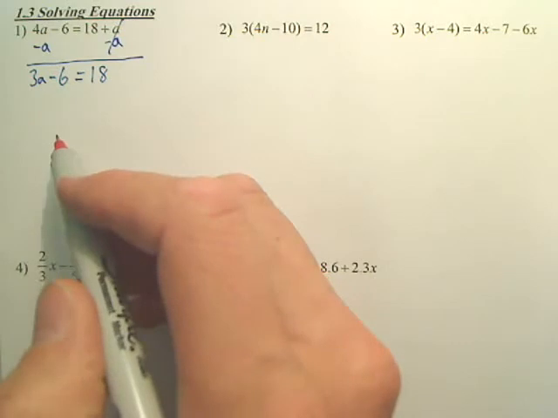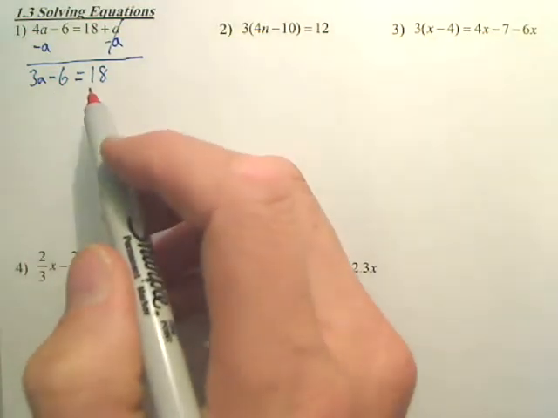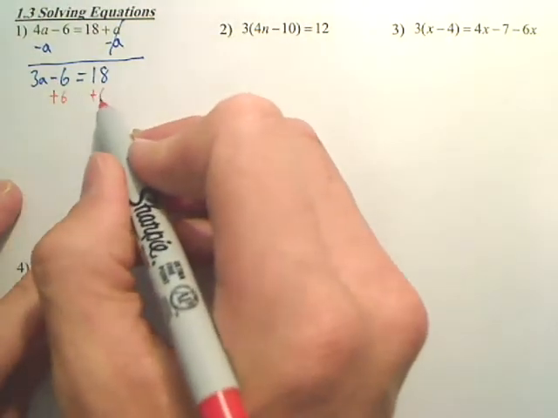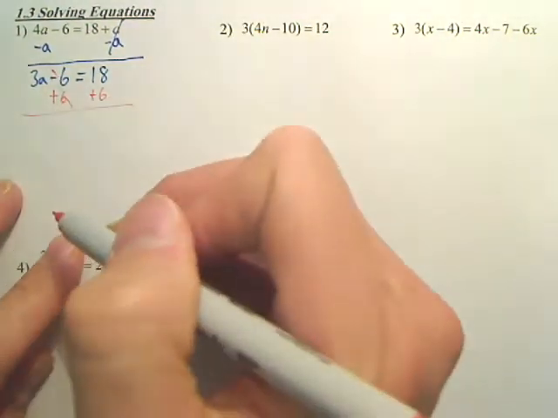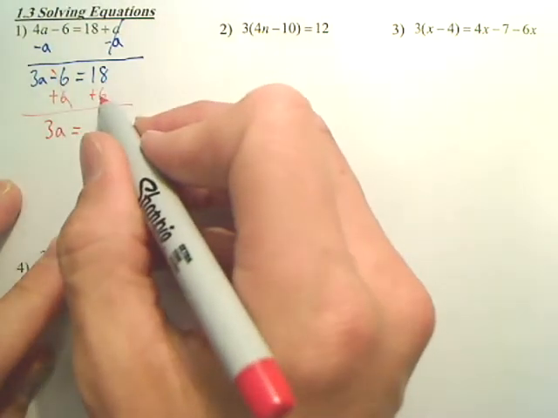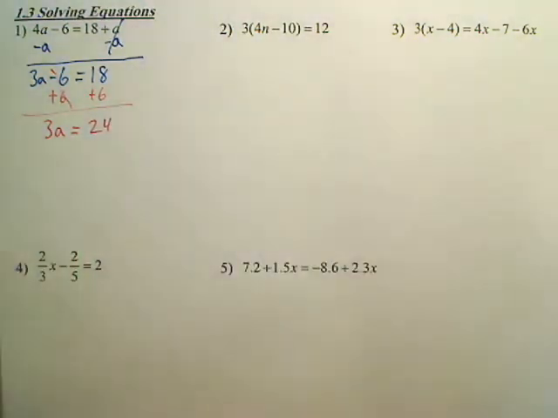Our next step, get this negative 6 over. The opposite of minus 6 is plus 6. That cancels, leaving you 3a here. That leaves you 24. Now, looking at that, some of you can guess the answer. Can you tell it's 8?